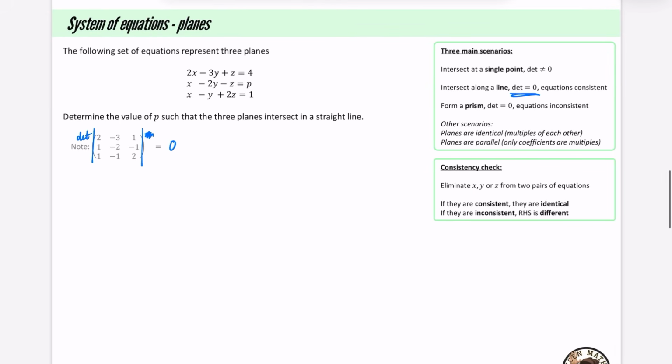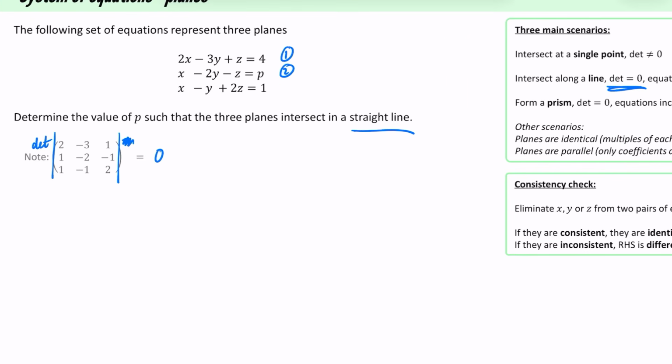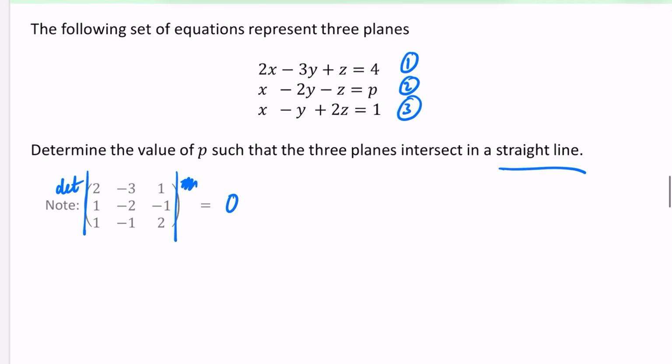So we're going to do a consistency check. We want to make sure that they are consistent because they intersect in a straight line. So the way we're going to do this, if I call this equation 1, equation 2, and equation 3, you just need to use 2 pairs. I'm probably going to do pair number 1 and number 2, and then number 1 and number 3. If you want, you could do 1 and 2, 2 and 3. As long as you're using all 3 of the equations across it, you will end up with the same result.